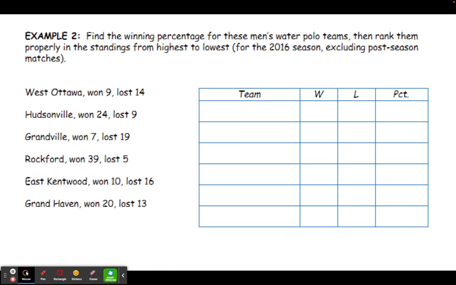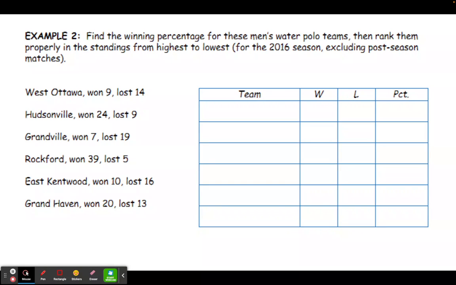All right, one more example is ranking teams in a conference or a division. In this case, we are looking at the results from the men's water polo season from 2016. The tricky thing with water polo is that all the teams in the conference play a different number of games, so we can't rank them simply on the number of games that they won. We have to, again, calculate their winning percentage.